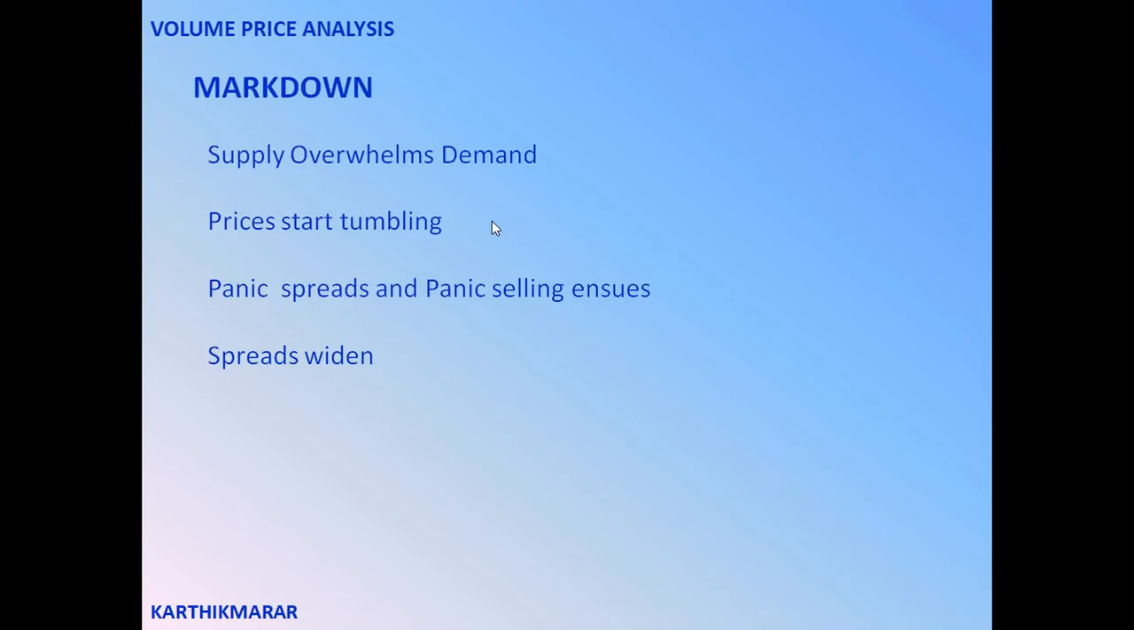In markup phases, after the stock has run up for some time, you will see volume diminishing and the spreads narrowing. The angle of ascent becomes lesser and lesser. The stock trends may even flatten. This would mean that demand is drying up. The buyers are not willing to pay higher prices for the stock.